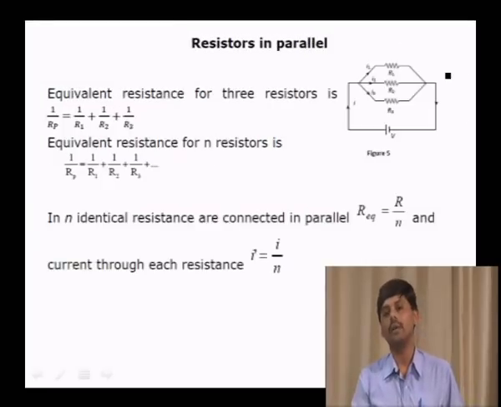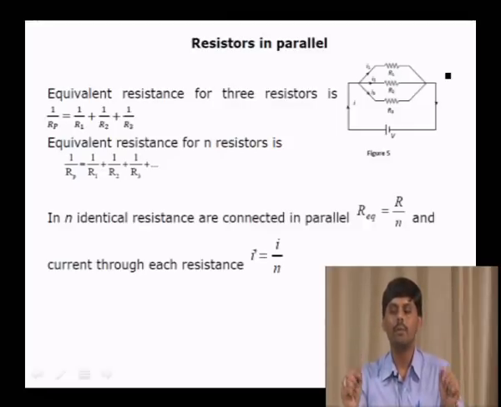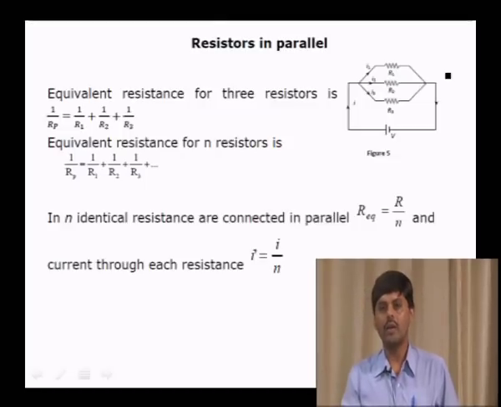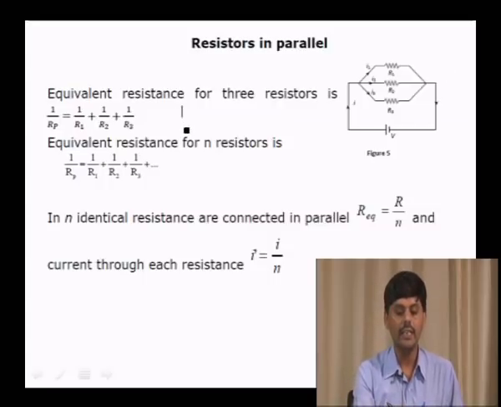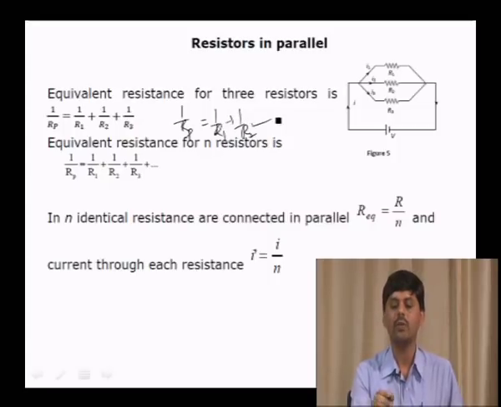Similarly for parallel combination, here in this diagram I have taken 3 resistors connected to 2 common points, and the common points are connected to the source. The equivalent resistance is 1 by Rp, Rp means parallel, that is equal to 1 by R1 plus 1 by R2 plus 1 by R3. This is for 3 resistors. If you have only 2 resistors, then 1 by Rp is equal to 1 by R1 plus 1 by R2. Like this we are going to use.